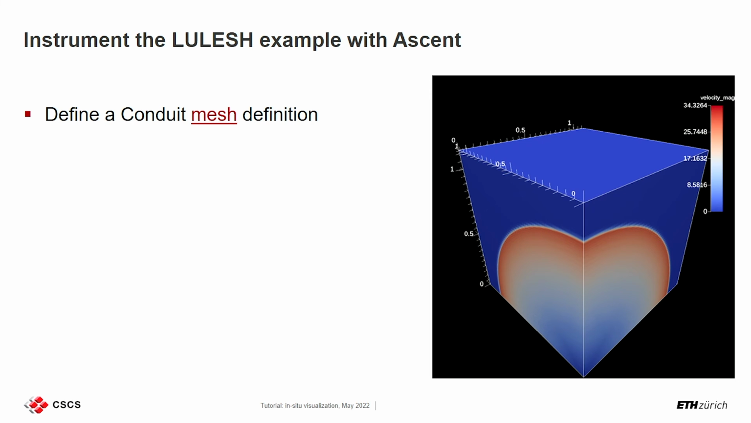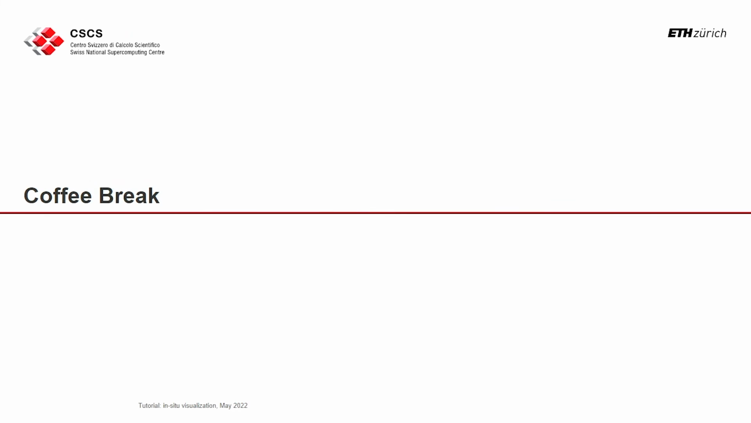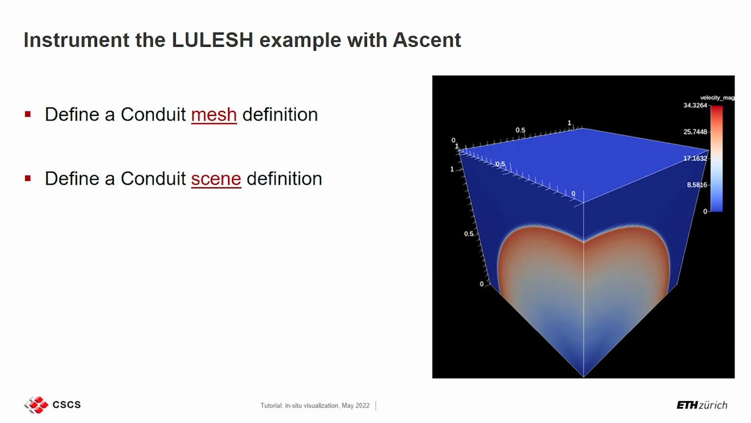The second example, a supplementary example, is the instrumentation of the Lulish code, which implements a set of explosions in a quarter of a domain. Same thing, you have a mesh definition, you have a scene definition, and then you have multiple scripts which you can apply to the example. I will take a few minutes to actually go to those examples because we have time.